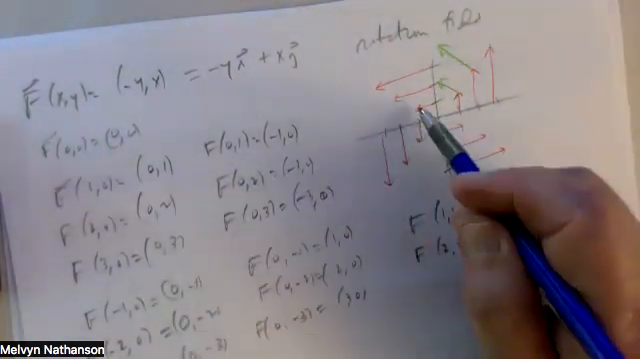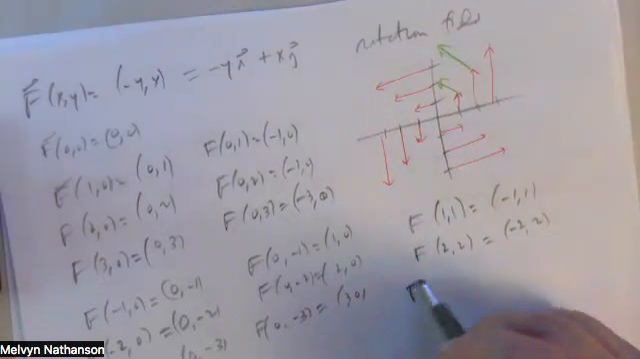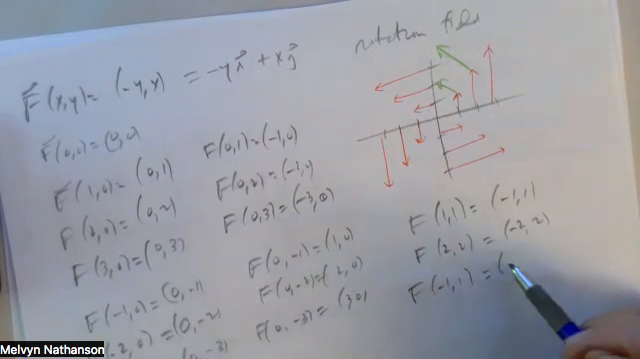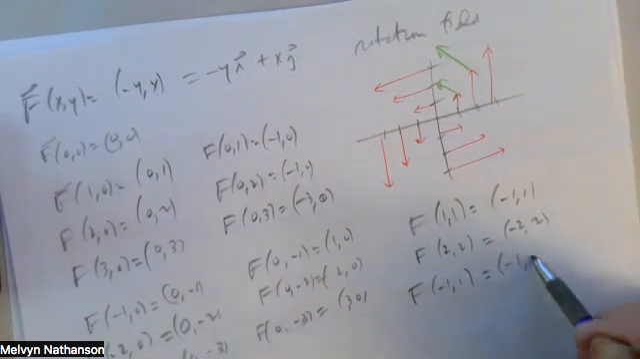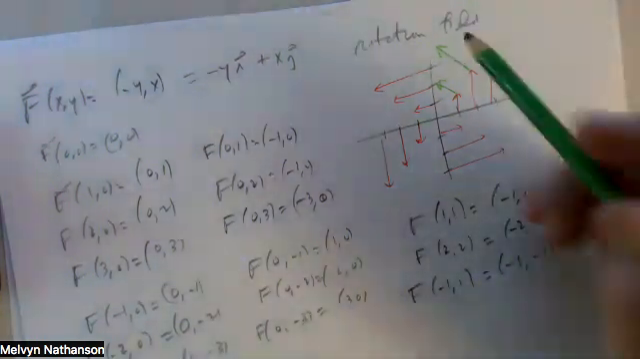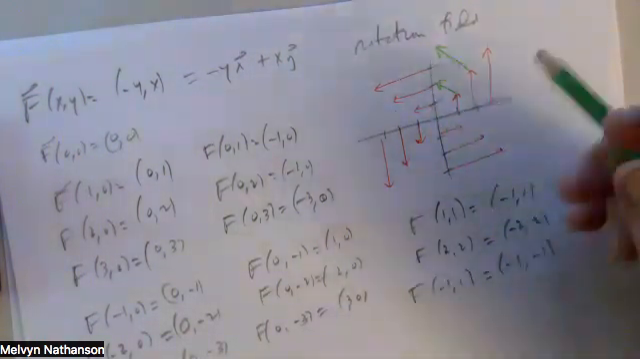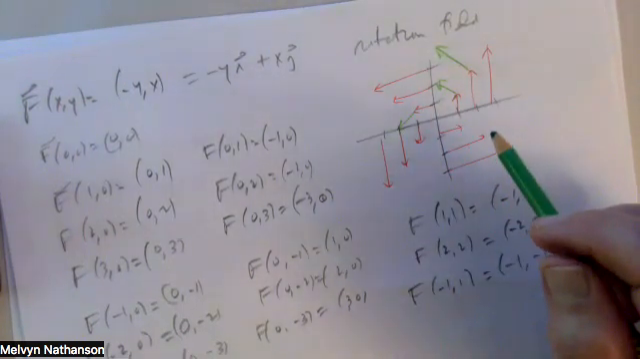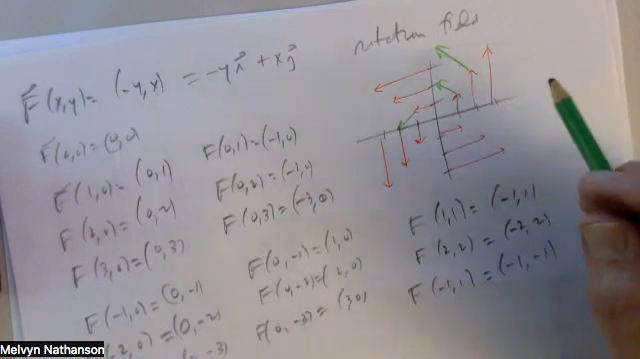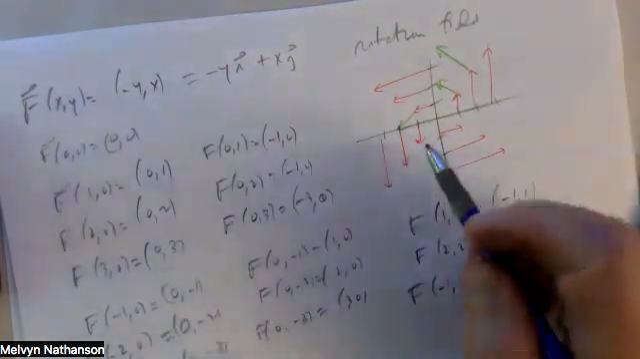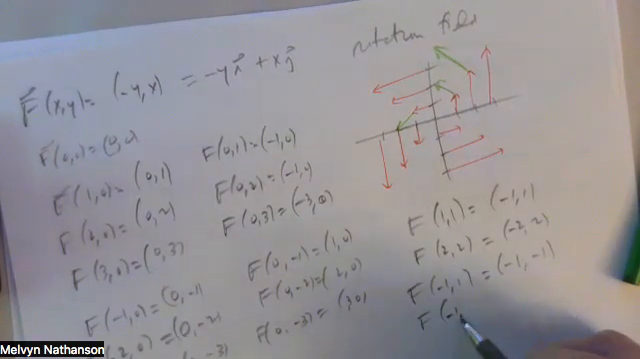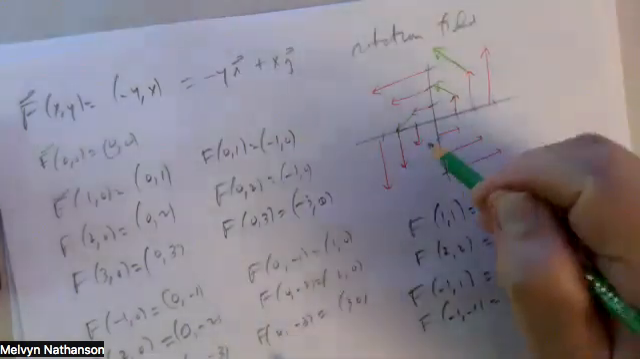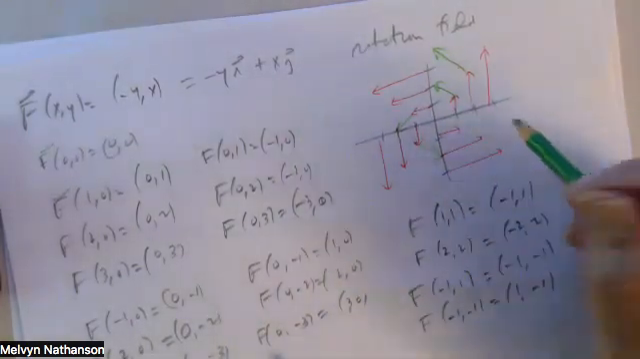What about f of minus 1, 1? When y is 1 and x is minus 1, at minus 1, 1 you have this vector. What about at minus 1, minus 1? f of minus 1, minus 1 is 1, minus 1. So it looks like this.